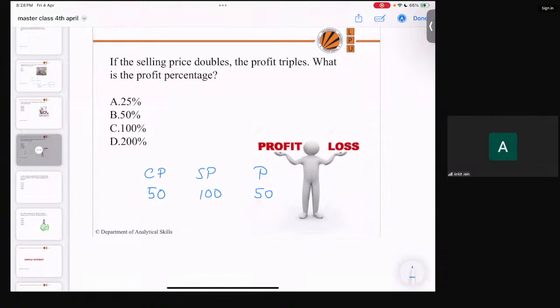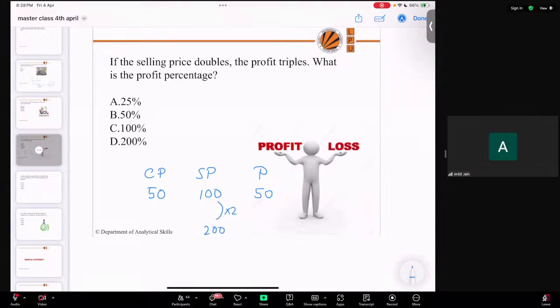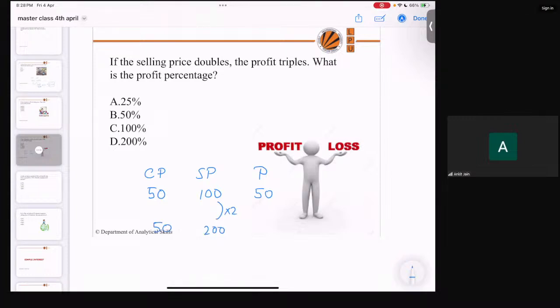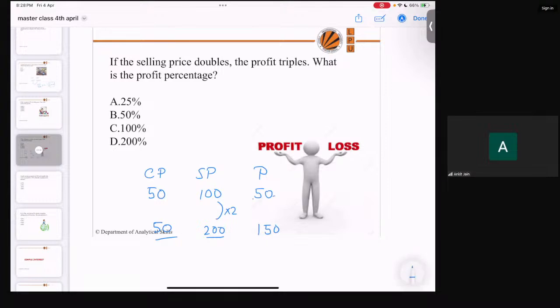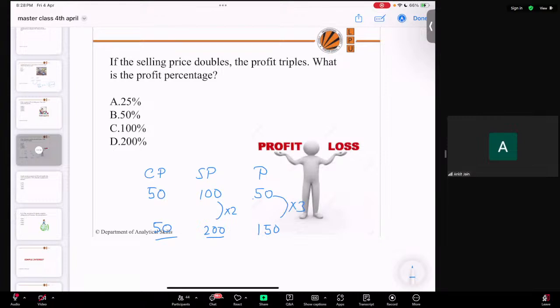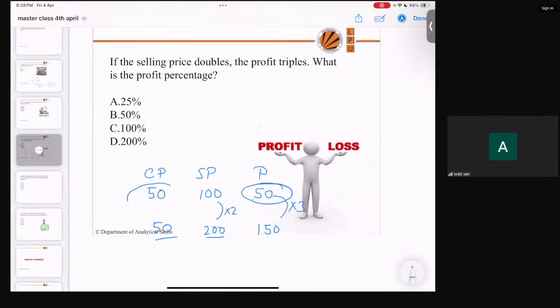Once you double your selling price, it becomes 200. Cost price remains the same, 50. The new profit becomes 200 minus 50, 150. Now you can see that your profit is triple. This case only happens when your profit is 100%, when profit is equal to CP. Remember, in this case, once you double your selling price, your profit triples.